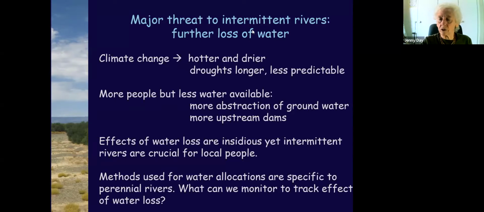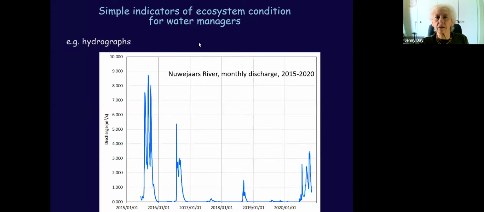So one of the things we were trying to do was to get an indication of what we can monitor in these systems that will help to track the effects of water loss as a result of management activities. And there are a number of simple indicators which are quite interesting. Just simply a hydrograph, a graph of discharge against time, will tell you a lot. This is the Navy Yars River again, 2015, 16, 17, 18, 19, 20. Perfectly normal conditions in 2015, a bit less in 2016, and then from 2017, 2018, 2019, virtually an entire drought. And then in 2020, the flow beginning again.